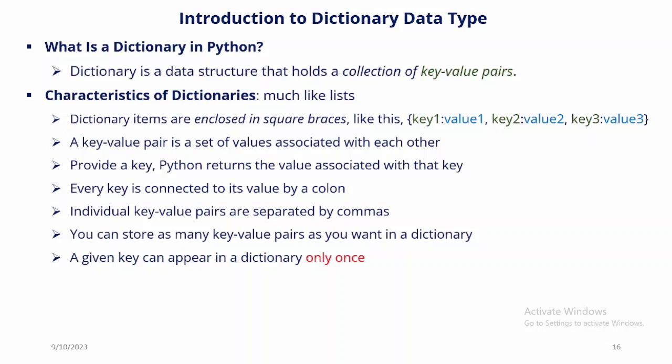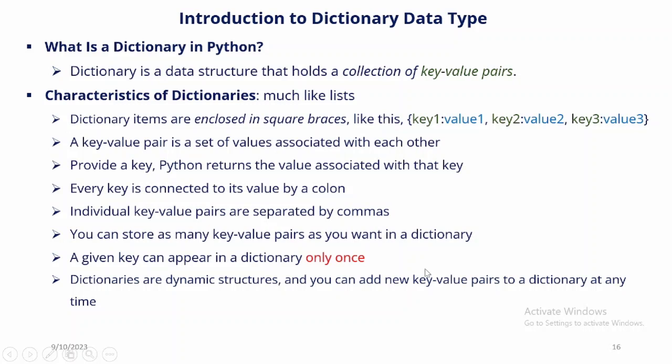A given key can appear in a dictionary only once. For instance, a key of surname cannot appear twice because that will cause confusion. It can only appear once. Dictionaries are dynamic structures, meaning that you can add new key value pairs to a dictionary at any time.